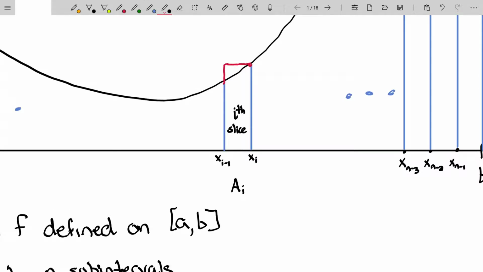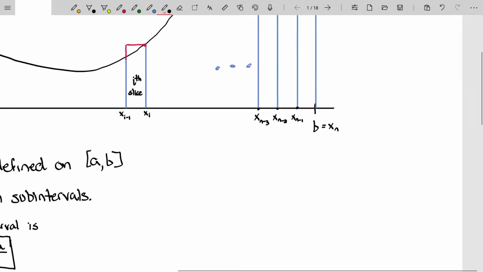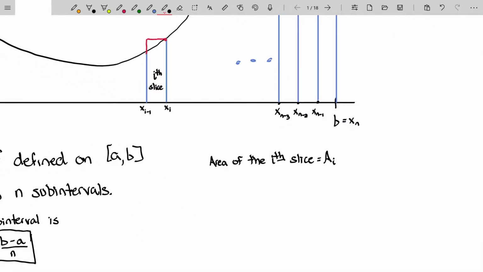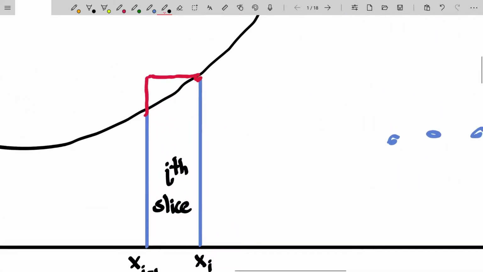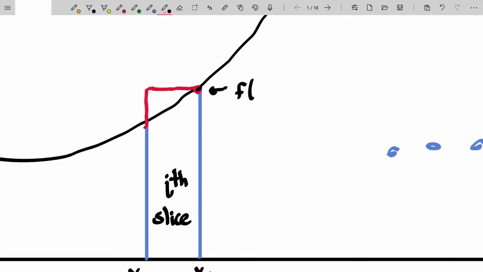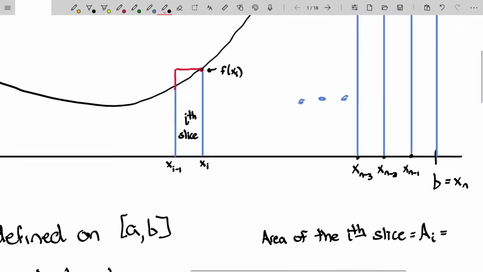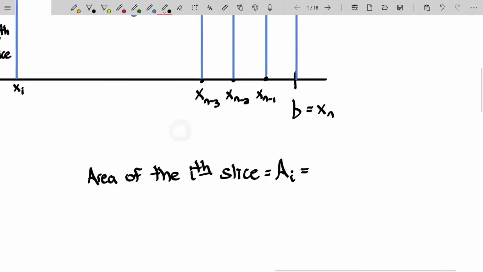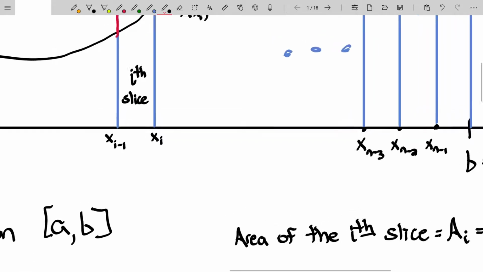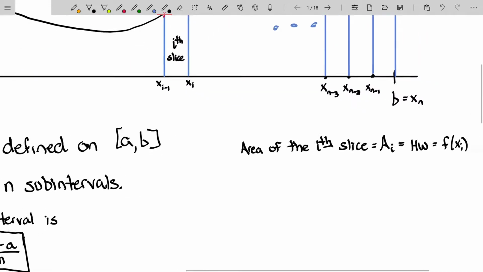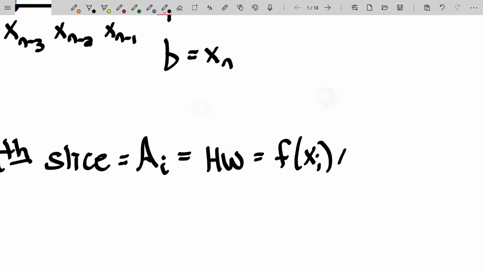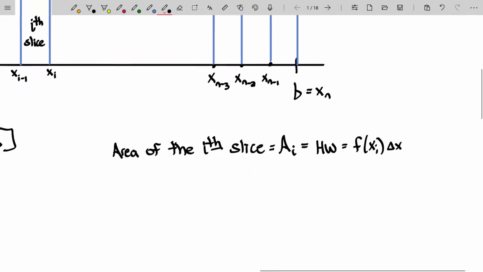Area of the ith slice, maybe I should write that down actually in language first. The area of the ith slice, which we're calling a sub i, is going to equal, let's see, the height of that slice. Well, the height of that slice is actually f at the right edge there, because we're using right endpoints. So it'll be f of x sub i, and maybe I'll even say height times width, but that's f of x sub i. And the width, well, the width of every single slice is the same here. Remember, we labeled the widths of all those subintervals as delta x. So I'm just going to say f of x sub i times delta x. That's the area of the ith slice.